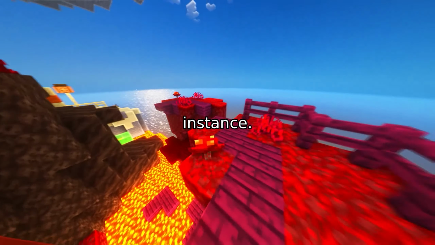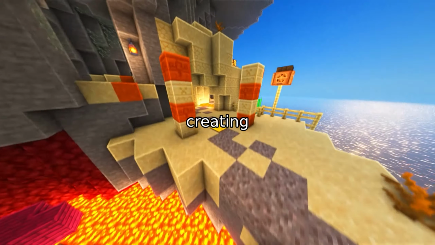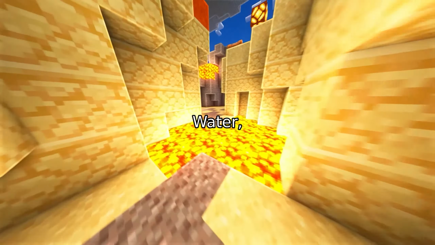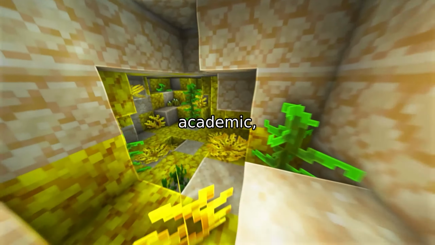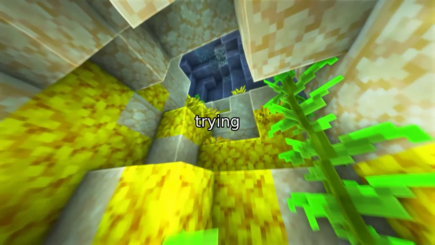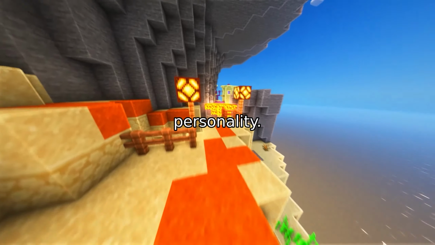Take liquid nitrogen, for instance. Its low surface tension means it boils more readily at lower temperatures, creating a frenzy of tiny bubbles. Water, with its higher surface tension, forms fewer, larger bubbles. These differences aren't just academic. They're critical for machine learning models trying to predict boiling behavior. It's like teaching a computer to recognize patterns in a chaotic, fluid world, where every drop has its own personality.